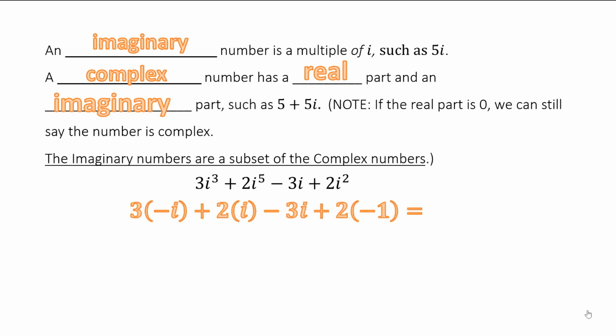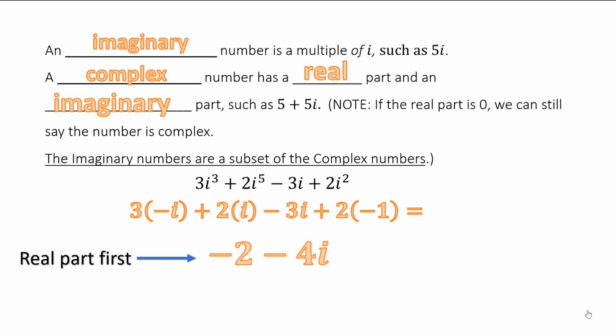So you're going to have 3 times -i, because i cubed is -i, 2 times i to the 5th is i, minus 3i, plus 2 times i squared is -1, so that's 2 times -1. So when you simplify all this out, you're going to have -3i plus 2i minus 3i, which is going to be -4i, and you're going to have -2 for your real part. So you've got -2 minus 4i.